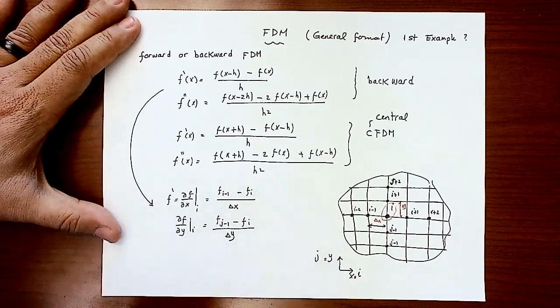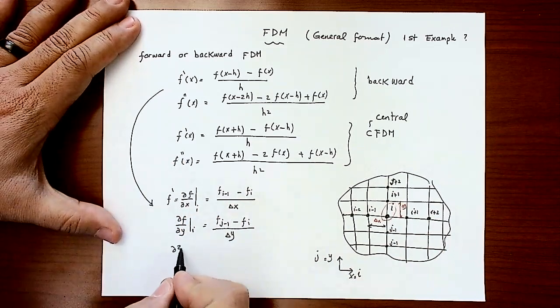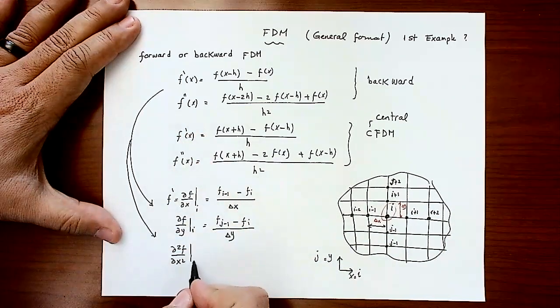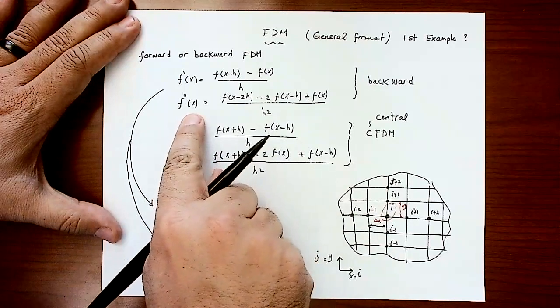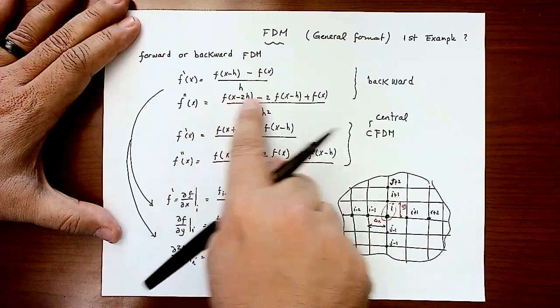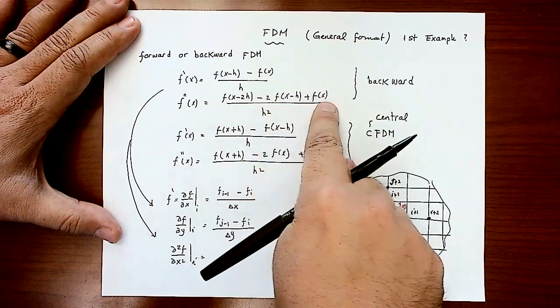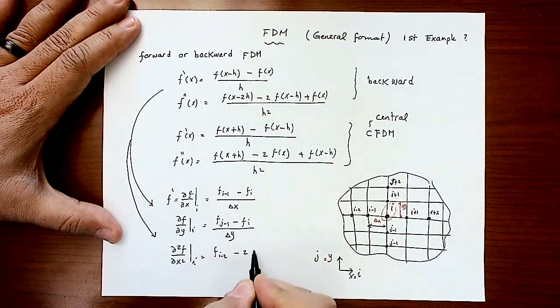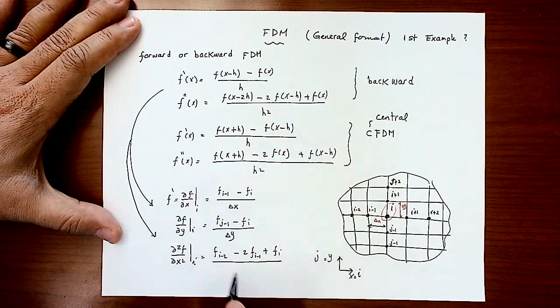Okay. What if I want to do the f double prime? Partial 2f by partial x squared. I'm still in the backward technique. So the equation says 2 points to the left minus 2 times 1 point to the left plus the point itself. So I will do f of I minus 2 minus 2 f of I minus 1 plus f of I divided by h squared, which is delta x squared.